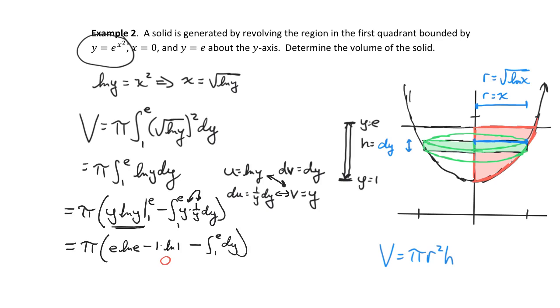E times the natural log of e. The natural log of e equals 1. Pi times e times 1. And then we take the antiderivative of dy, which is just y, evaluated from 1 to e. Be careful as you evaluate this. This will be equal to pi times e minus, now we have to do a parenthesis. When y is equal to e, we get e. When y is equal to 1, we get 1. And when we simplify, we end up with simply pi, because the e's will subtract from the other.